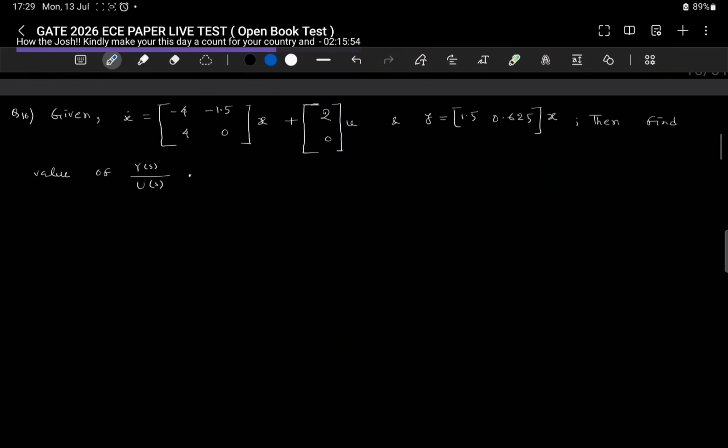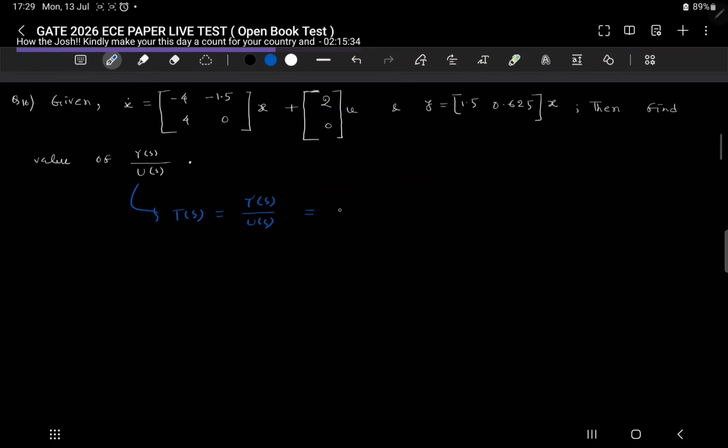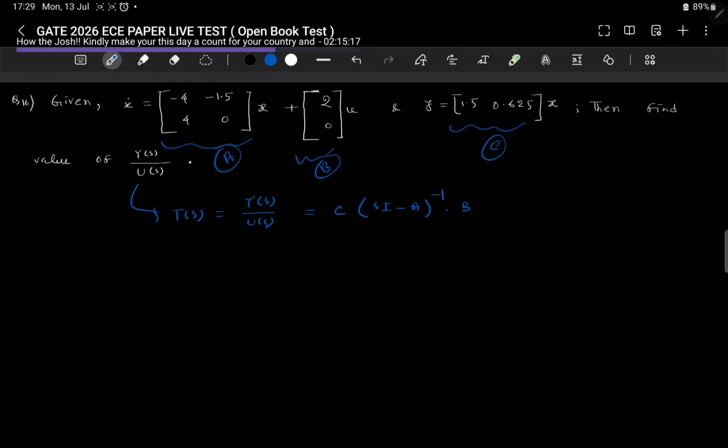Now question number 16. If we move on, we have to find out Y(s) by U(s). Okay, that is the transfer function. It will be, we know, C(sI minus A) whole inverse into B. So here this is C, this is B, this is A.